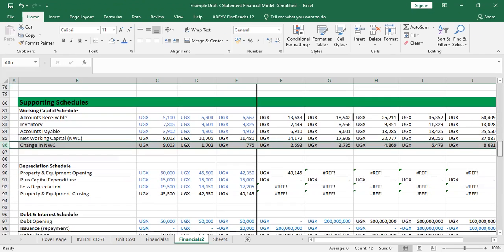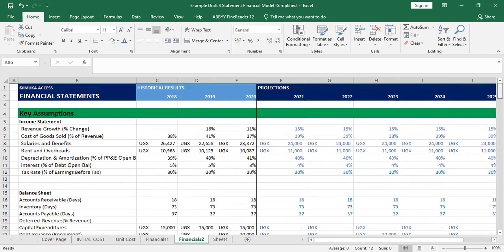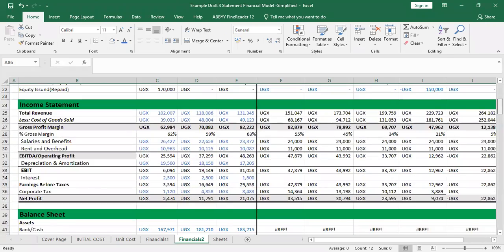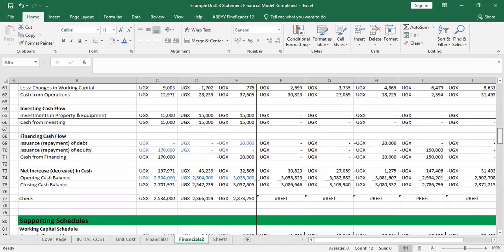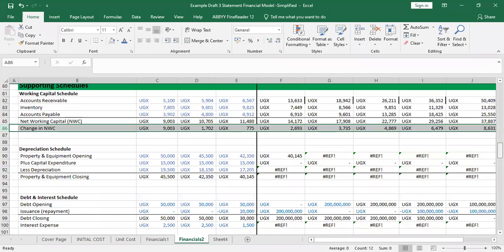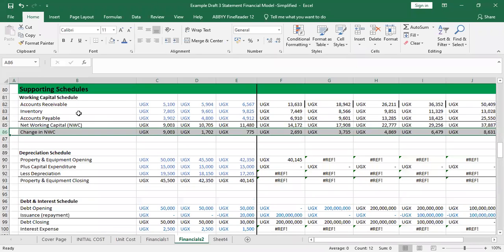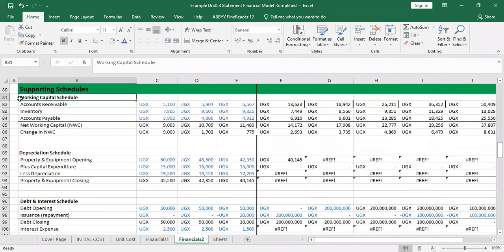Okay, so as long as you fed in these details and the assumptions, ladies and gentlemen, you don't need to worry about what happens at the back. I'm just trying to take you through what happens, but you don't need to master the formulas. Once we've done the working capital schedule, which has the accounts receivable, inventory, and payables, and we now know the net working capital and the change in net working capital, we can go and look at our depreciation schedule.